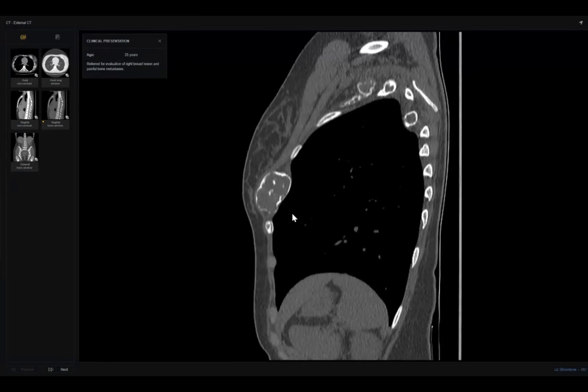So my differential may also involve osteochondroma. What else? Also, maybe fibrous dysplasia. Okay, what is your next step? I'll ask for breast ultrasound. Why first ultrasound?